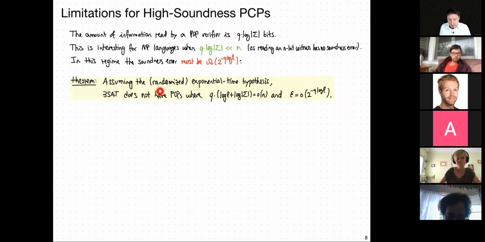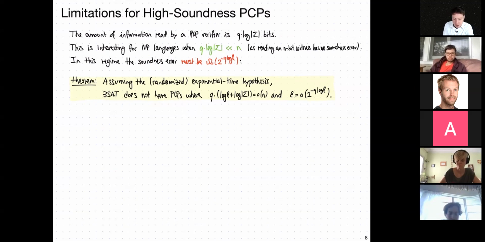So assume the randomized exponential time hypothesis, namely that 3-SAT is not decidable by probabilistic polynomial time algorithms that run in time 2 to the little o of n. If that is the case, then we can prove that 3-SAT does not have PCPs where the amount of information that you read is non-trivial. So this is a necessary condition. And here's the interesting part: with soundness error that is less than what you would expect by this, so less than Q 2 to the minus Q log L.